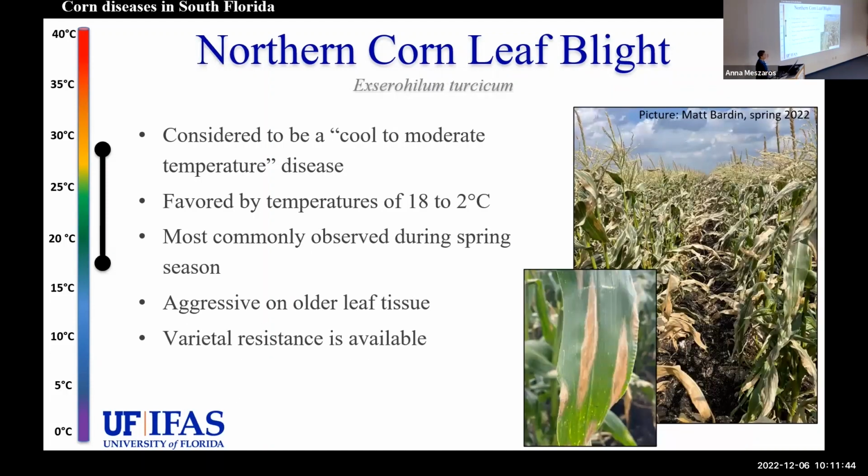And now the northern corn leaf blight. So that's the one that I showed in the picture in the beginning. So you can see how the pathogen infects, especially the older leaves. It's a blight, or it seems that they just burn the leaves. It's incredible how aggressive this pathogen is and how it can kill the plants. And I saw it with my eyes during the spring, and I was like, wow, this is quite something. Anyway, it's a cool to moderate temperature disease that's favored by 18 to, I think that's actually 28 degrees Celsius. I missed one number here, but it's most commonly observed during the spring, as I said, and on the older leaves.